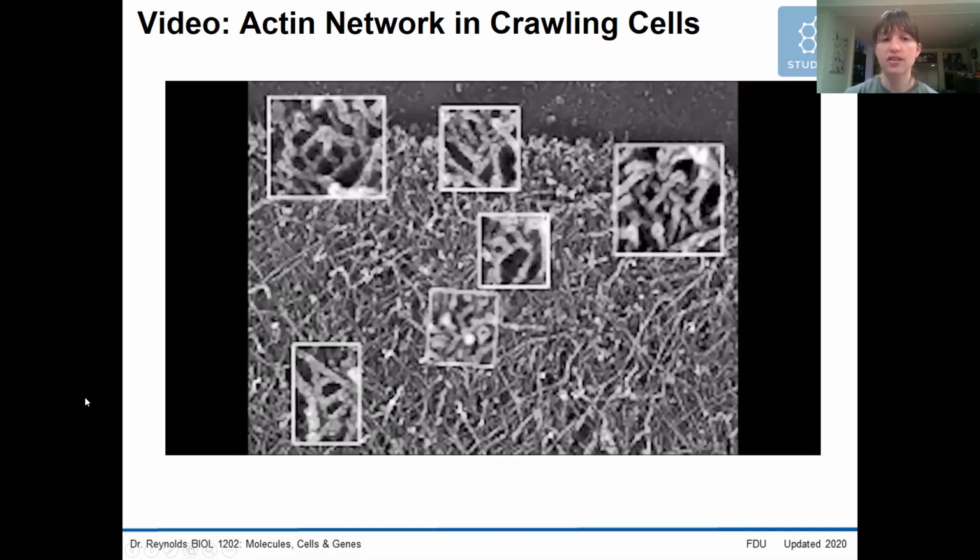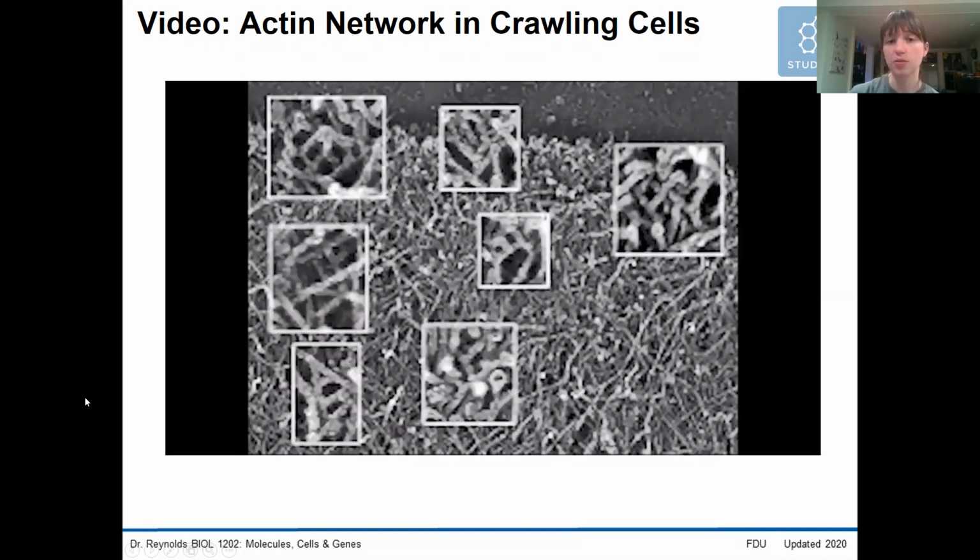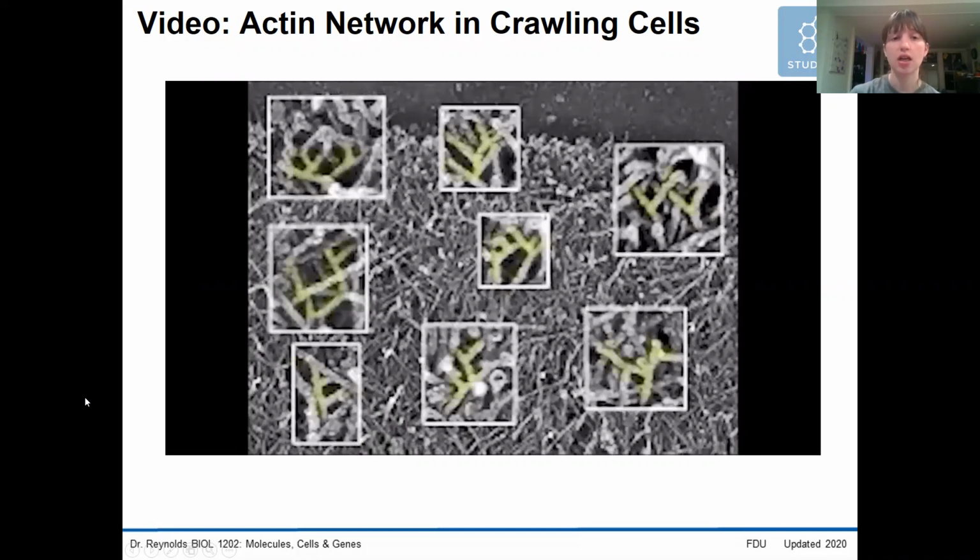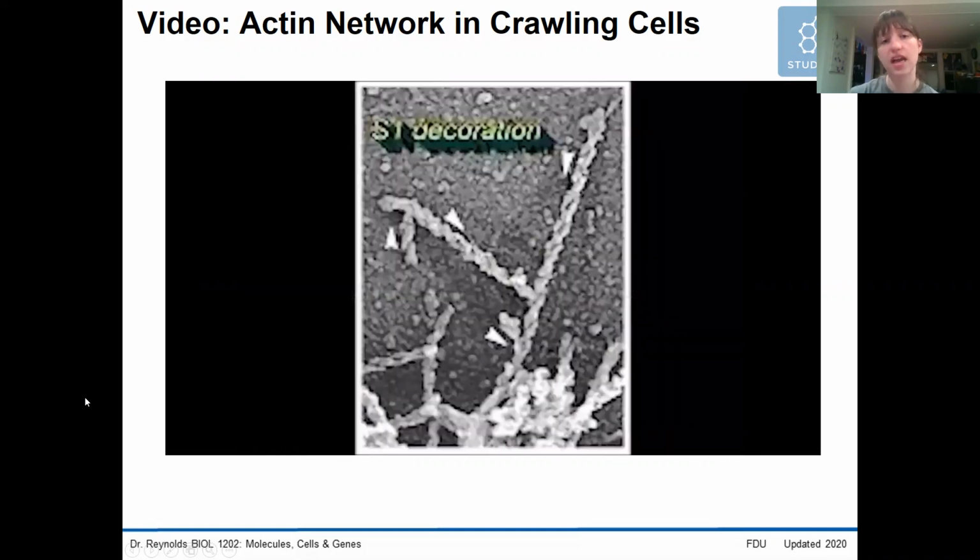So you can actually see these little twisting fibers, which are the cortex of the cell. And it's important to notice that that cortex is found on the surface of that cell because that's what allows it to create this pseudopodia-like movement.